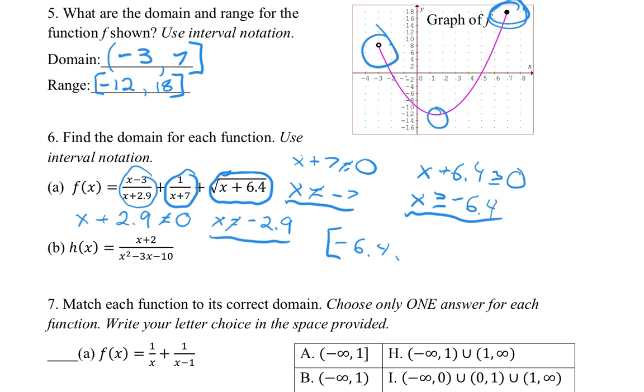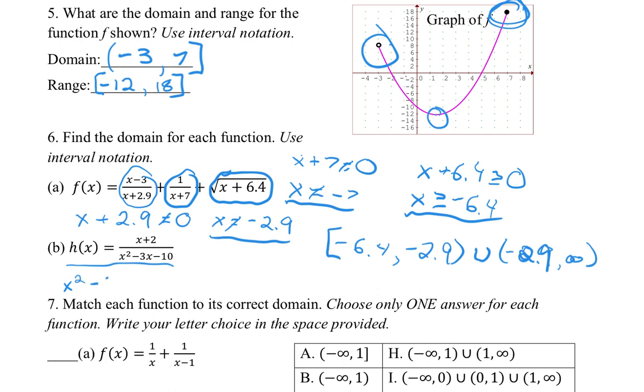So now we'll take this interval up to negative 2.9 where there's a break because we can't equal that value. And then we'll continue this all the way to positive infinity. It's 2.9 there. Okay, that's the domain for part A. Now for part B, we need to look at this fraction. Okay, so we have x plus 2 over x squared minus 3x minus 10. All right, so let's look at what the bottom of this fraction factors into.